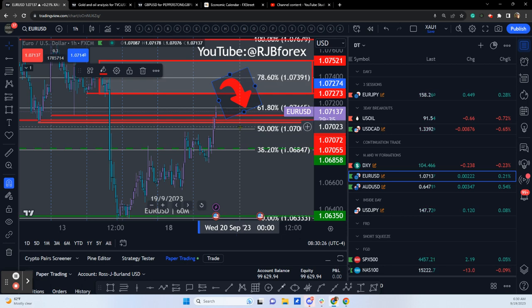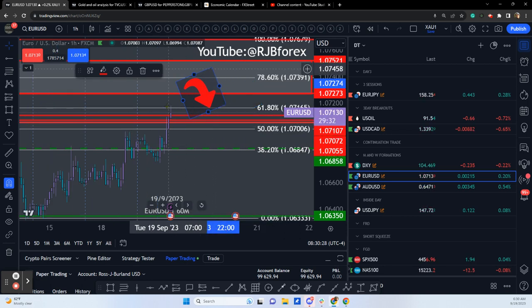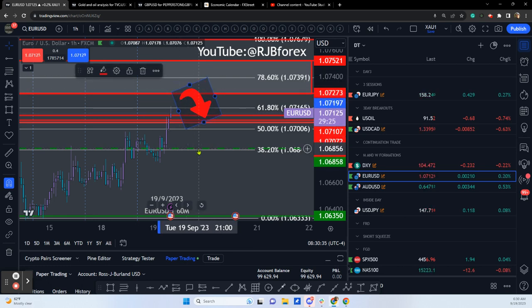Now, we've got an hour until the Wall Street Open. If we keep pumping like this, you'd expect the Wall Street Open to be aggressive sellers. So that's just something to bear in mind.